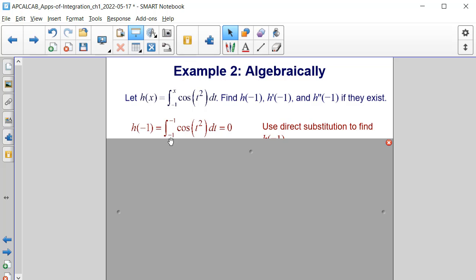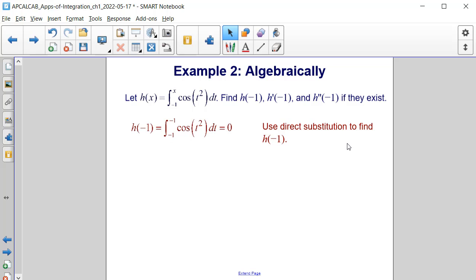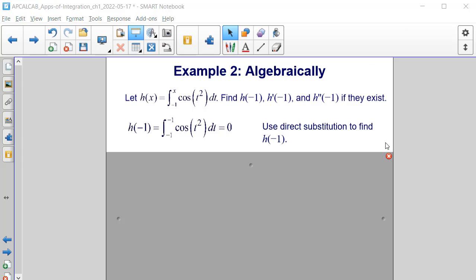Well, whenever you have an integral from one value to the same value, it's going to end up equaling 0 because whatever you evaluate it at, you would subtract the same number, and we would always get that value of 0.